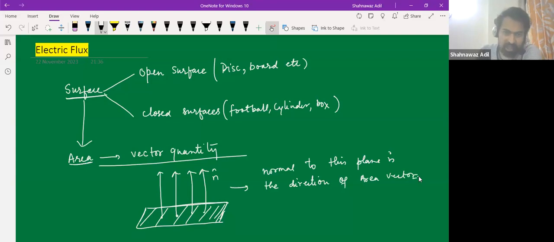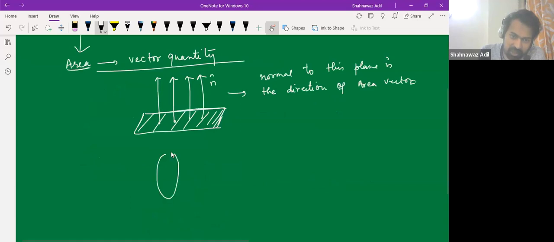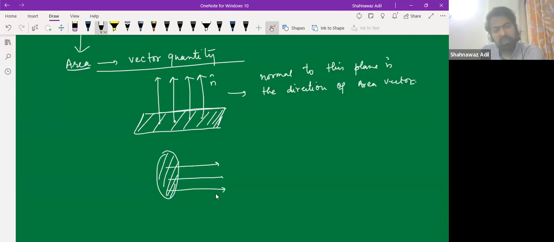Clear? Is this thing clear? So if I have this kind of a shape, this circular thing, what would be the area vector? Area vector would be normal to this, right? Is this thing clear? Yes, guys? Is this thing clear, everyone?